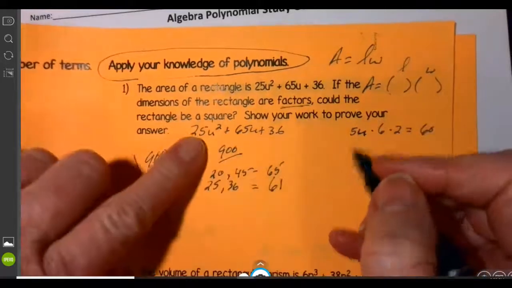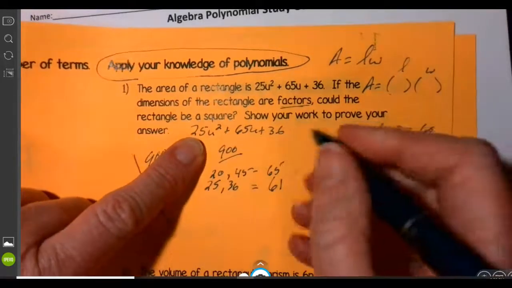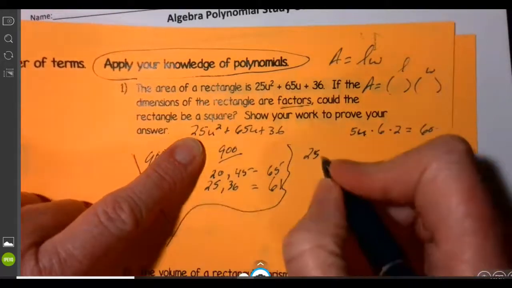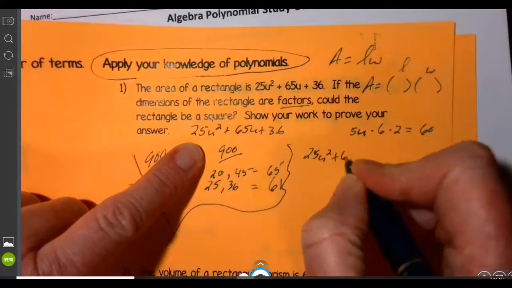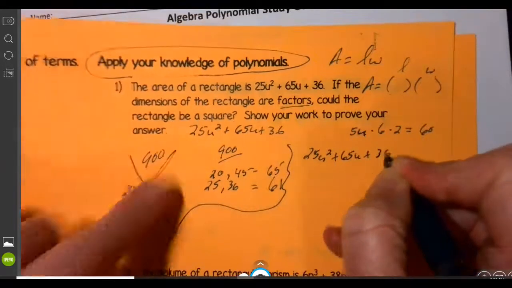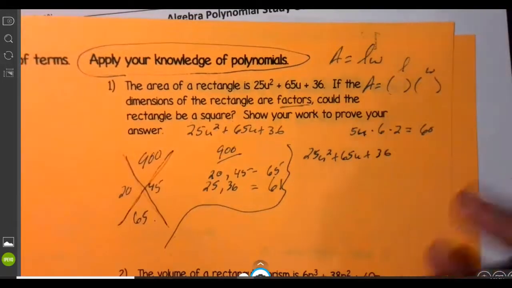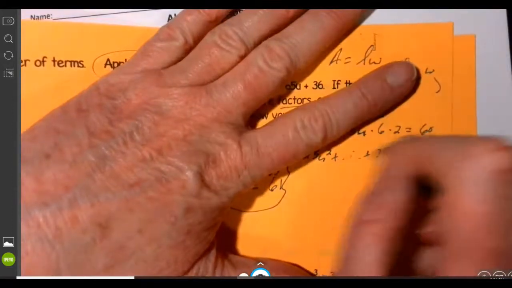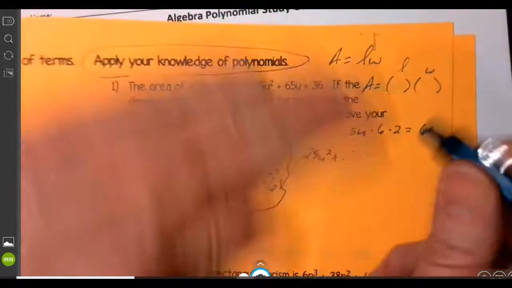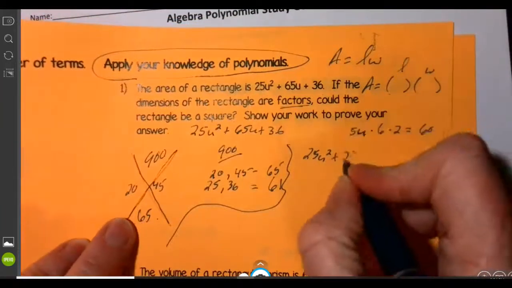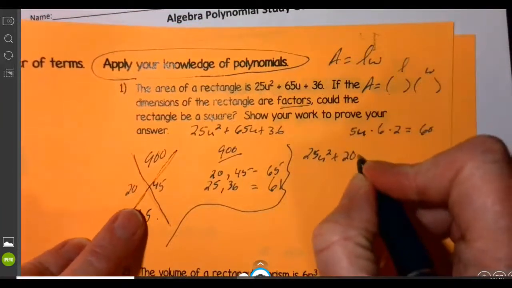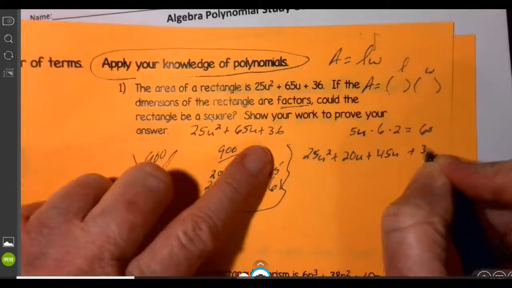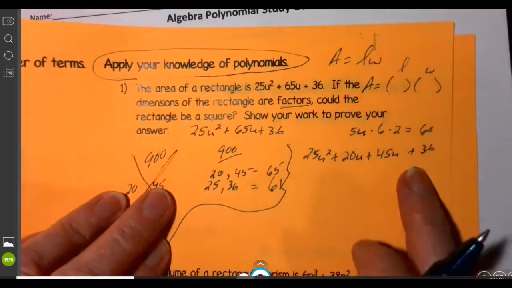So now I'm going to write this in expanded form. So I have 25u squared plus 65u plus 36. And I'm going to factor that. I have to write that out with that middle term expanded. In high school, they call this splitting the middle. We're doing the same thing. We call it AC method. They call it splitting the middle, but it's the same thing. So I write that middle term in expanded form.